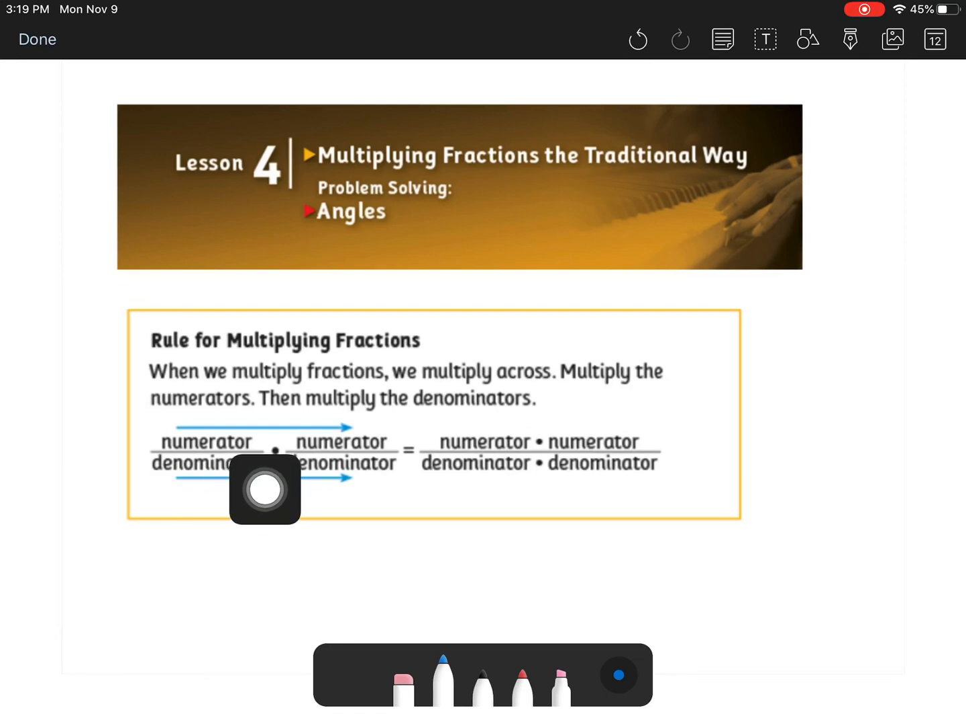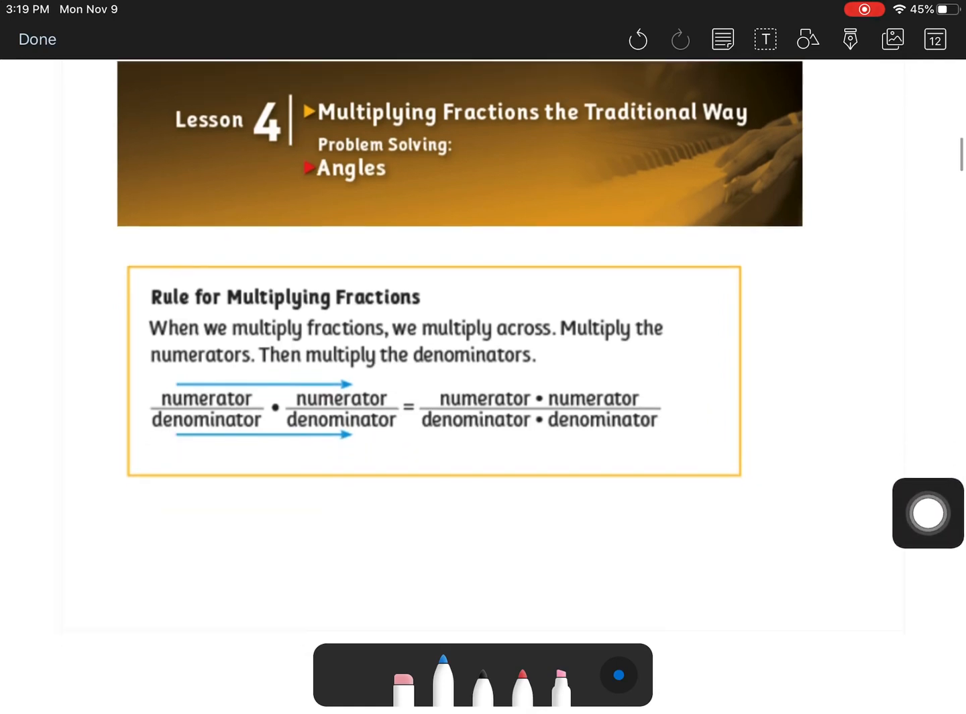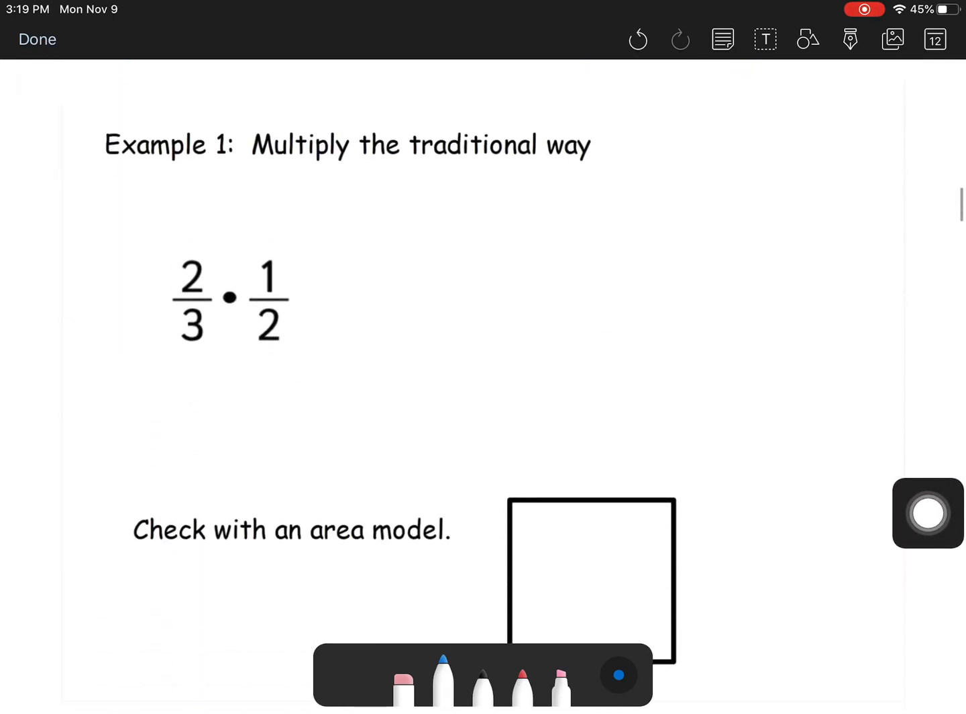Okay, so as far as multiplying the traditional way, all that we're going to do is multiply numerator times numerator, denominator times denominator, so just straight across. Okay, so it's really pretty simple. You don't need to get common denominators. It almost makes it easier than adding and subtracting fractions.